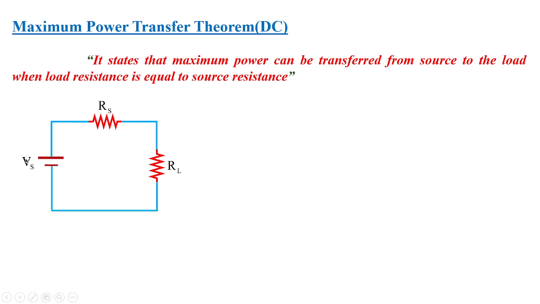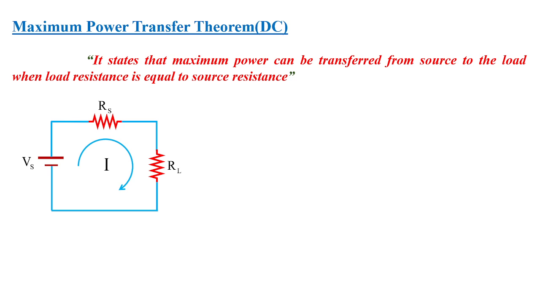When you have a DC voltage source and a resistor connected in series with the load, and the circuit is closed like this, it states that the maximum power can be transferred from source to the load when load resistance is equal to the source resistance. So current flows to the load that is in series with source resistance, and that is also in series with source voltage. So this is applicable for this kind of network or circuit.